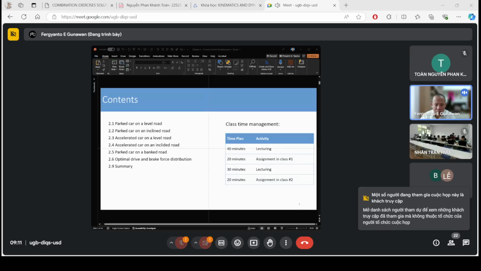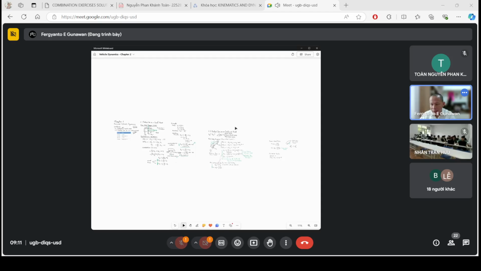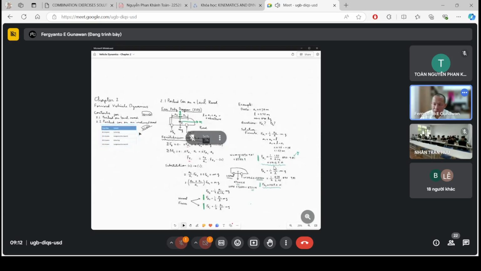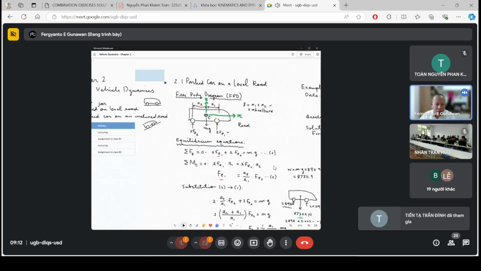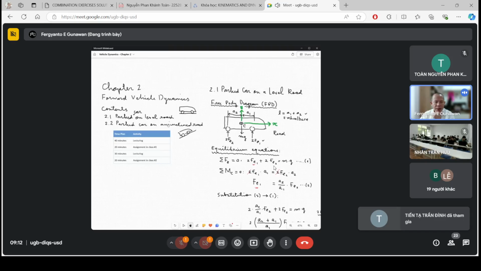Whiteboard that I often use for this class. Before we start, I like to review the material that we have discussed so far in the past. Let me see. I think I like to pin this class. Okay, so this is the topic that we discussed.